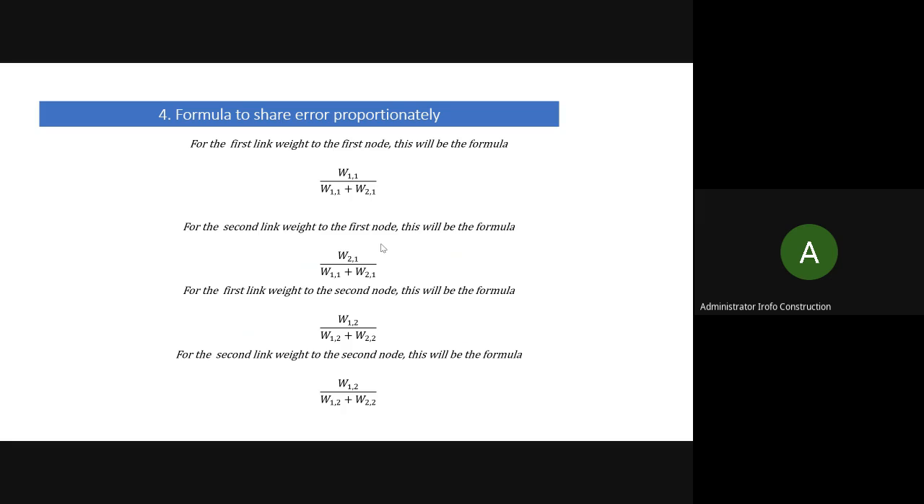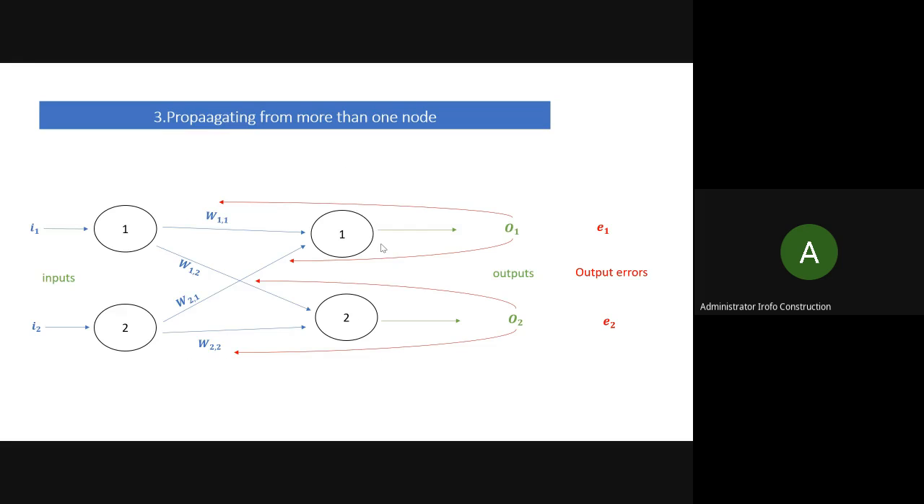So then what you can see is that for the first link weight to the first node, this will be the formula. What the formula is trying to tell is that when you check this output here, for us to be able to transfer this error to this node here, we have to share proportionally. And to share something proportionally, you have to take the value of the link weight here, then divide it by the total link weight that's connecting to that node.